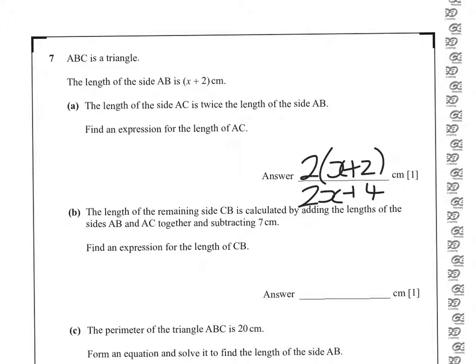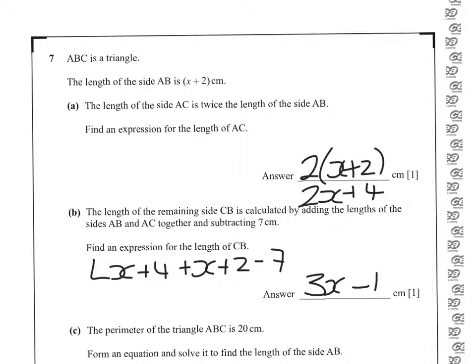The length of the remaining side is calculated by adding the lengths of the sides AB and AC together and subtracting 7. So 2x plus 4 plus x plus 2, subtracting 7. 2x plus x gives us 3x. 4 plus 2 is 6. Take away 7 is minus 1.